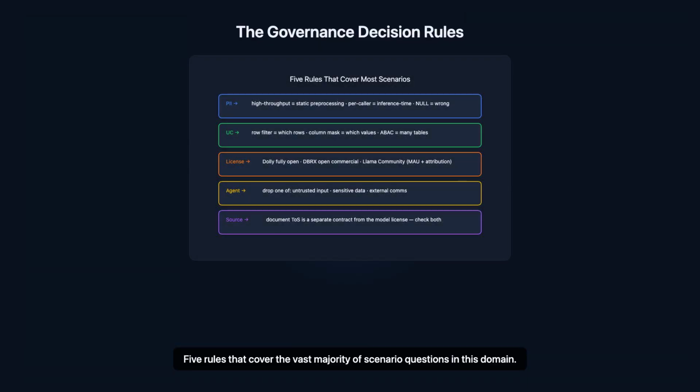5 rules that cover the vast majority of scenario questions in this domain. PII, high throughput corpus, is static preprocessing. Per caller policy is inference time. Null is the wrong answer. Unity Catalog: row filter decides which rows, column mask decides which values, and ABAC with governed tags is the scaled answer when many tables are in play.